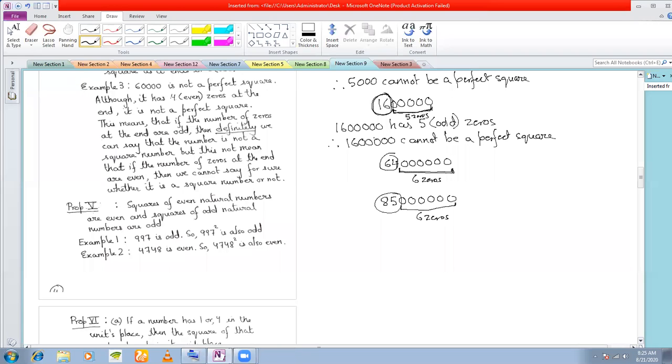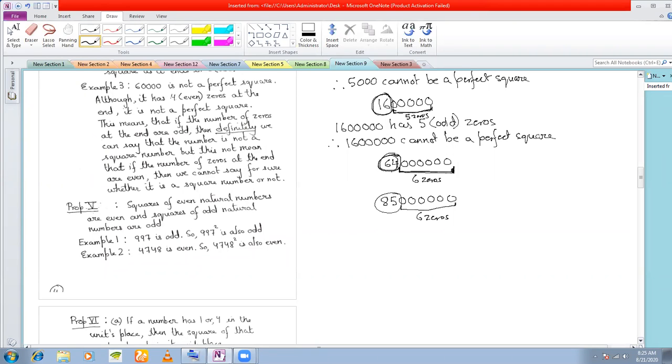So both the conditions have to be satisfied together. That is, the number of zeros must be even, and also whatever number that you have, this number must also be a perfect square. That is why the entire number is a perfect square.